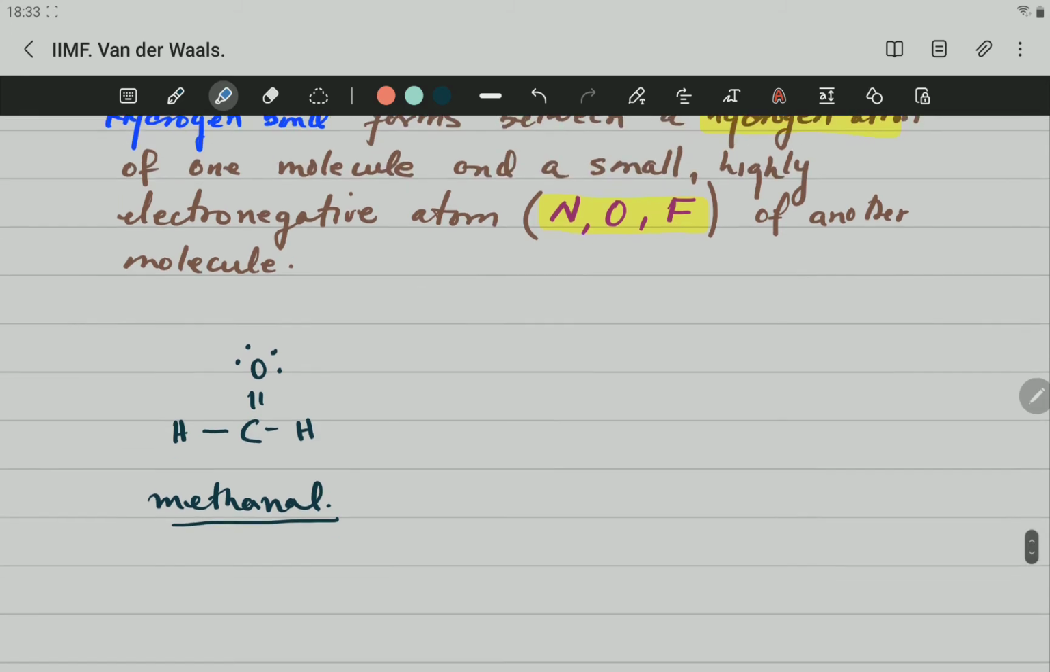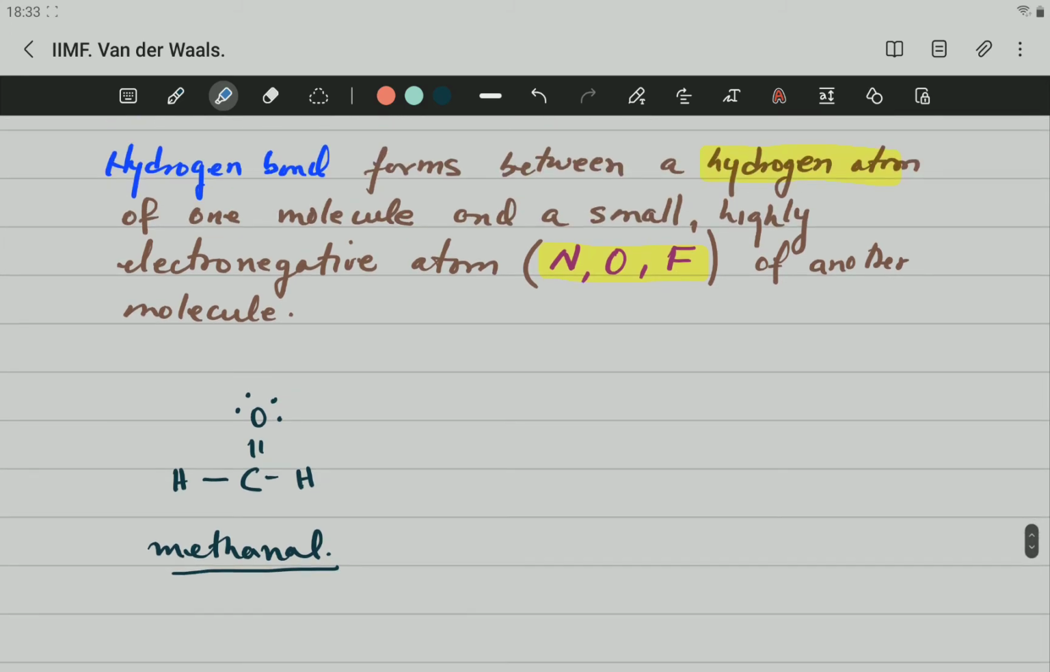So here you have oxygen, you have hydrogen. However, the oxygen and the hydrogen are not bonded. The oxygen is bonded to carbon and the hydrogen is bonded to carbon. Remember, hydrogen must be straight bonded to one of them. So this molecule cannot form hydrogen bond. It does not form hydrogen bond. So this molecule of methanol cannot form hydrogen bond. Okay, it cannot form hydrogen bond.